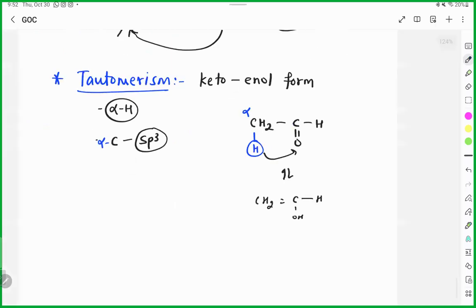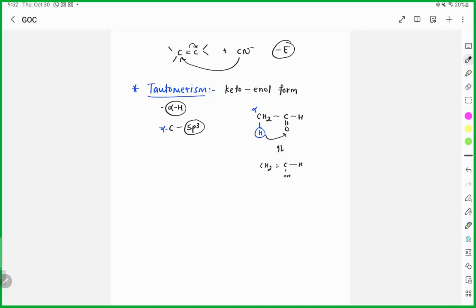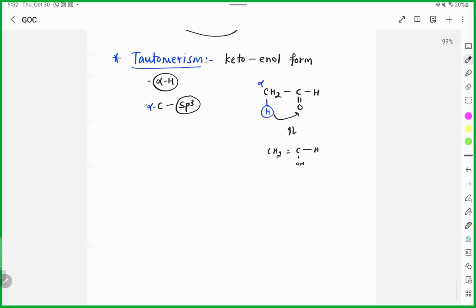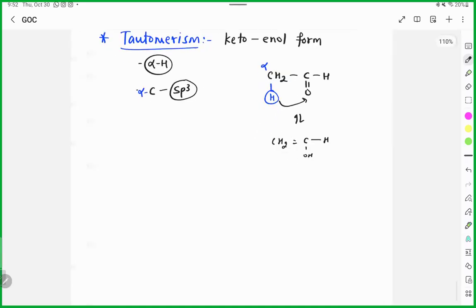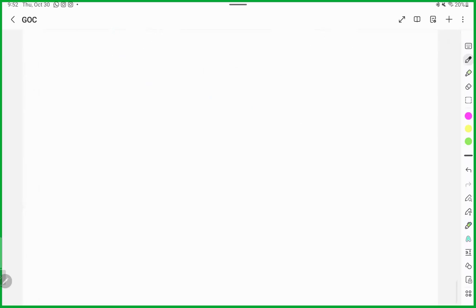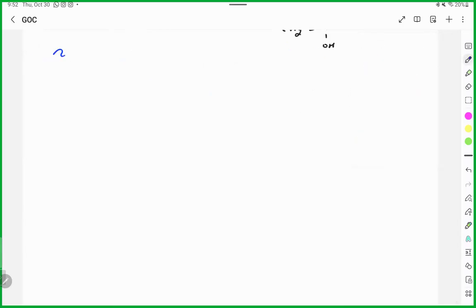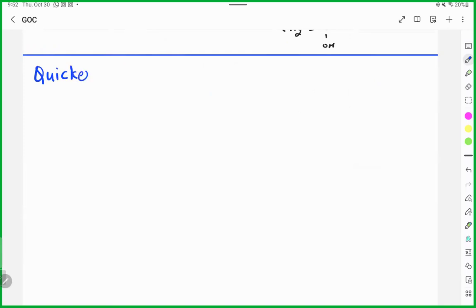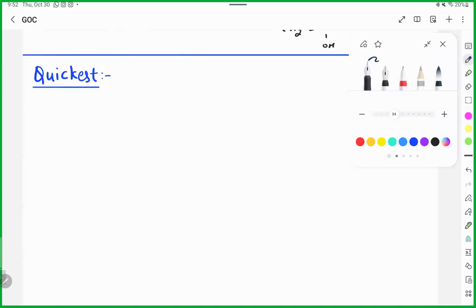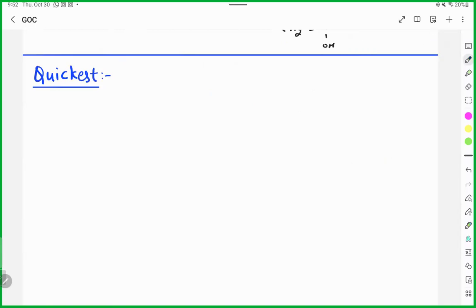Tell me, guys, do you have any doubt from this topic? No. If you want the quickest summary in just 5 minutes, complete GOC. Quickest. And why I'm trying to tell this quickest? To see how revision works for you. We spent so many days and now we are able to revise the same thing in the minimum time.